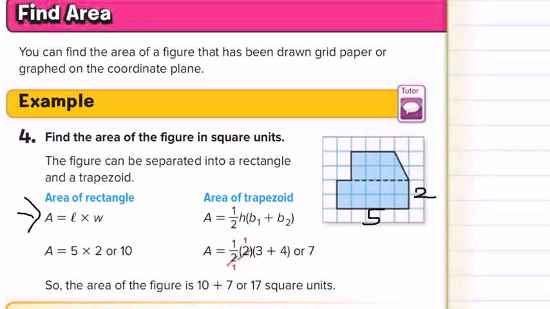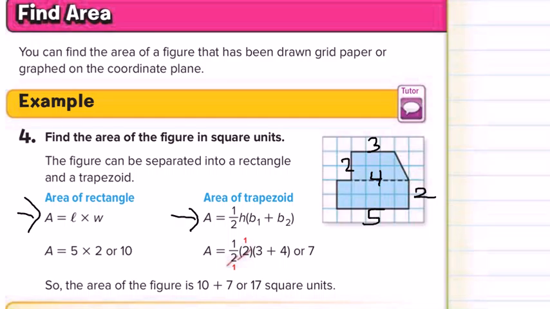Then you can look at your trapezoid and see that your bottom base is 4 units long, your top base is 3 units long, and your height, straight down from base 1 to base 2, is 2 units. So I can use my formula for area of a trapezoid. Area equals 1/2 times height times the quantity of base 1 plus base 2. And I can plug in my values, so now it's 1/2 times 2 times the quantity of 3 plus 4.